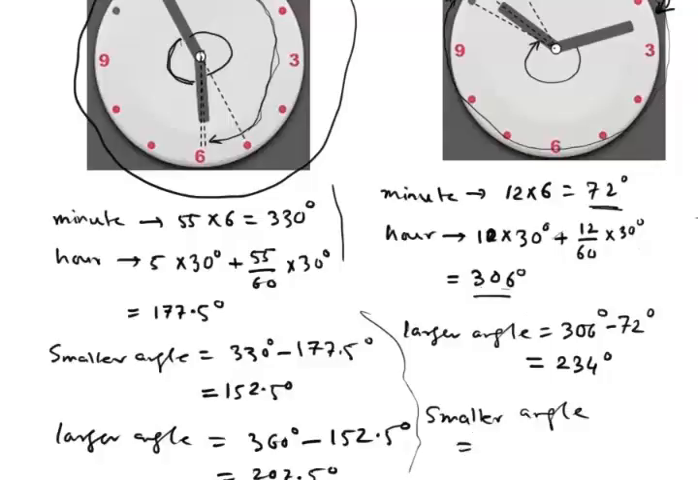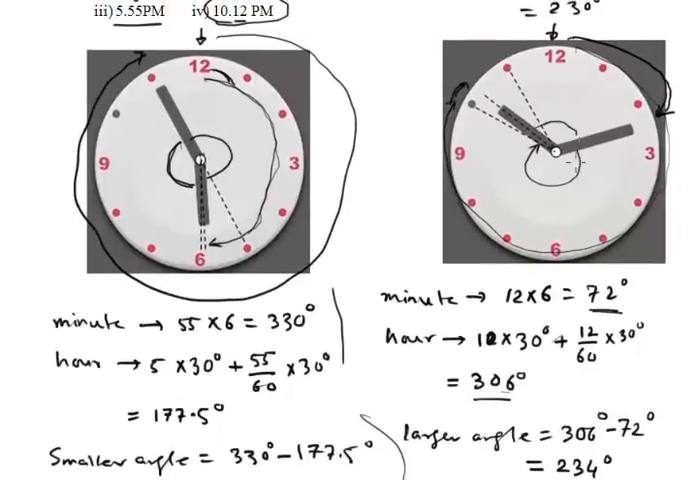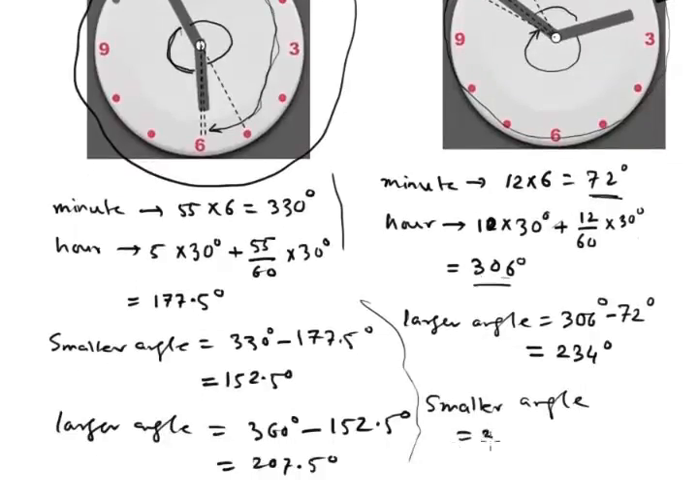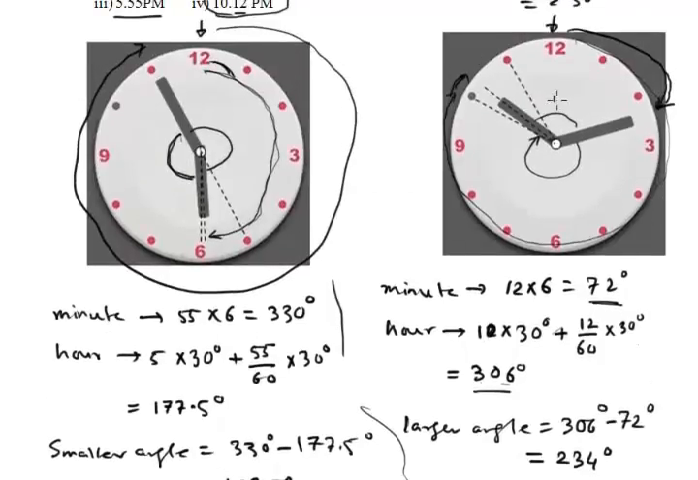And then the smaller angle will be, because if this is the larger angle, the smaller angle will be 360 minus this larger angle. So it will be 360 degree minus this larger angle 234 degree. So we will get 126 degree. So this smaller angle is 126 degree.